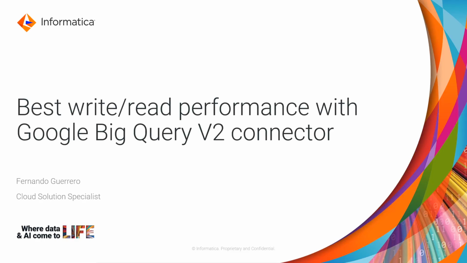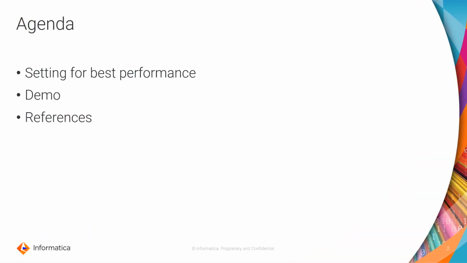In this video, we are going to talk about how to get the best write and read performance when you are using Google BigQuery version 2 connector. First, we will go over the settings that you need to apply. I will show a little demo about where those settings are located, and then at the end of the video, I will give you the link to the connector information.